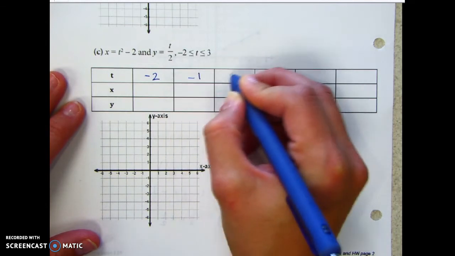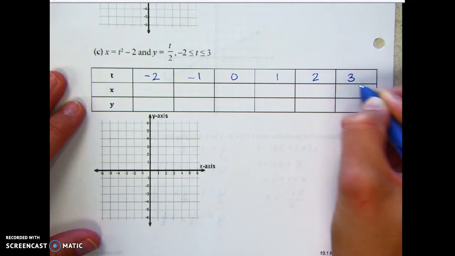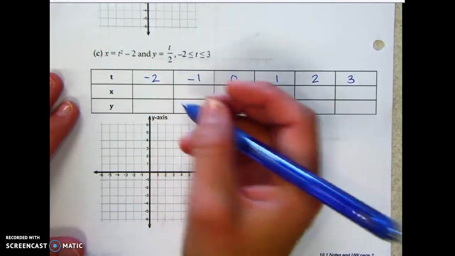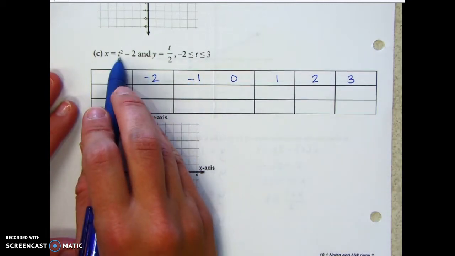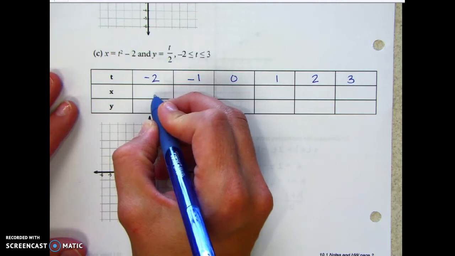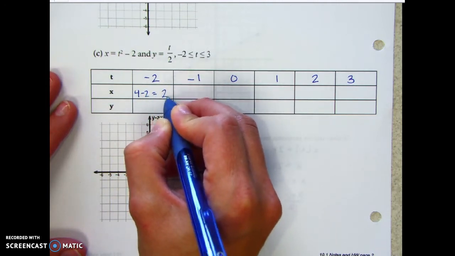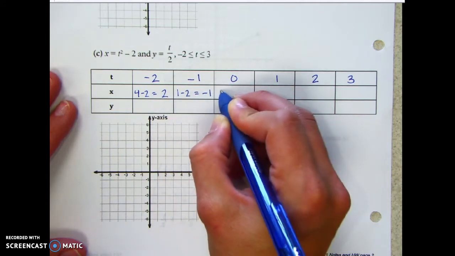-2, -1, 0, 1, 2. I think these boxes weren't given to you and I typed them in for you. Isn't that nice of me? Okay, ready? We're plugging in the t, -2, into t squared minus 2. So that would be 4 minus 2, which is 2. And then 1 minus 2, -1.